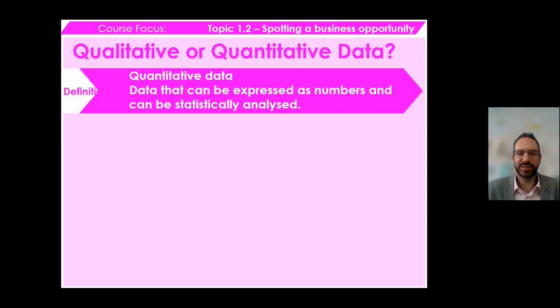So quantitative data is obviously statistical information that you can sum up really quickly and you can use for large pieces of information.